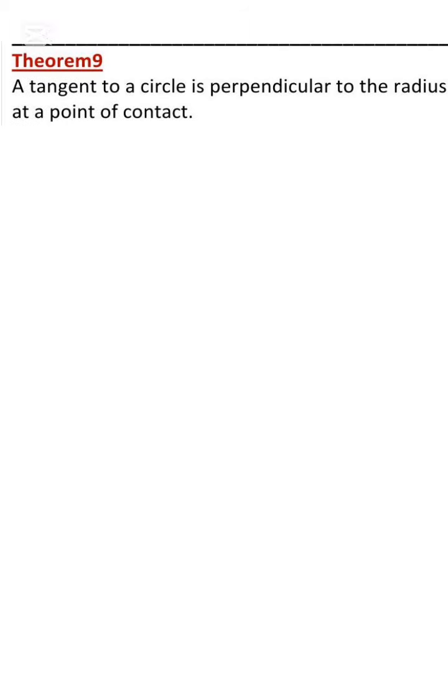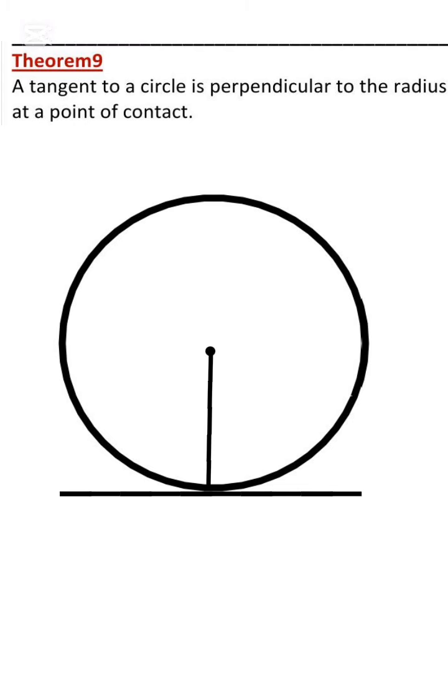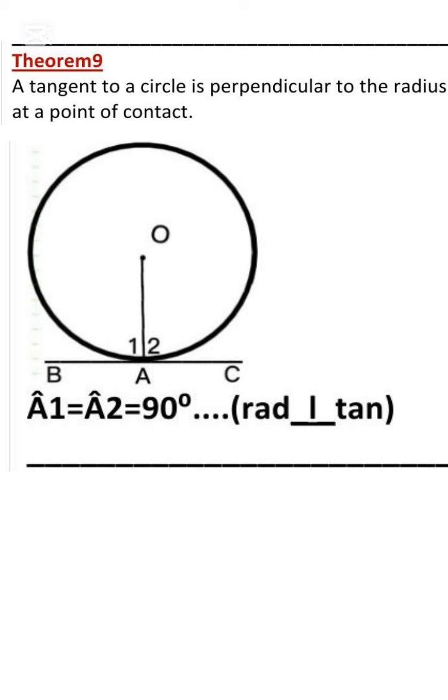Theorem 9. A tangent to a circle is perpendicular to the radius at a point of contact. This theorem means where a tangent and a radius intersect, we find 90 degrees angle. Look at this. O is the center, OA is the radius, BC is the tangent. Radius and a tangent intersect at A. That's why A1 is equal to A2 is equal to 90 degrees, and the reason is radius perpendicular to tangent.